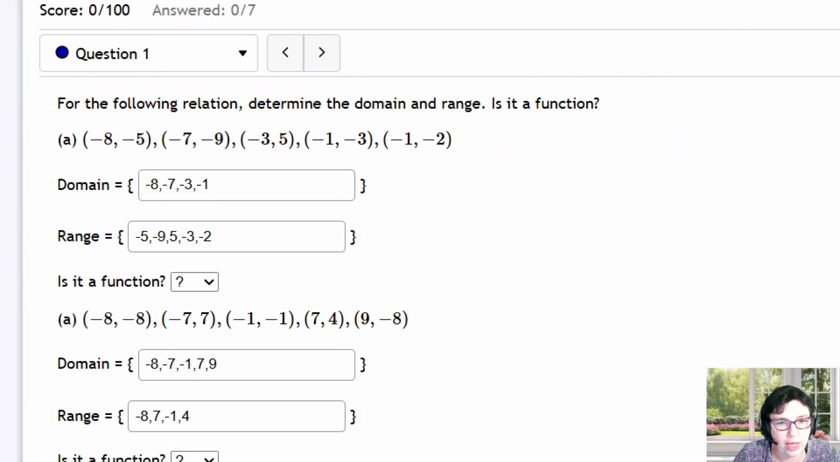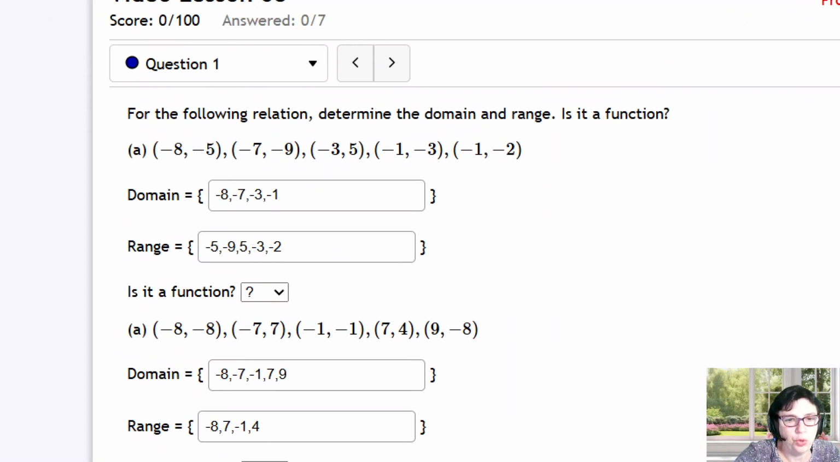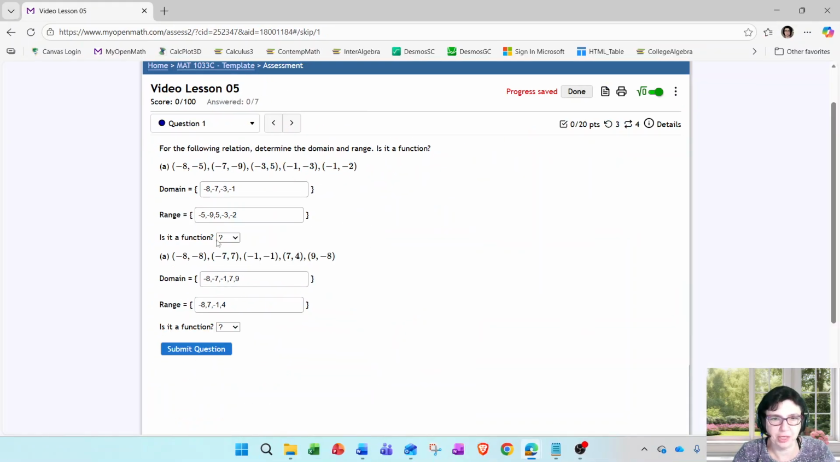So when you look at the first example, do you see any x values that repeat? Okay, so -8, -7, -3, -1, -1. Yes. So this is the same kid, okay? But this kid gets two different prizes, -3 and -2. This is no, okay? It's not fair. So this is not a function. So this is going to say no.